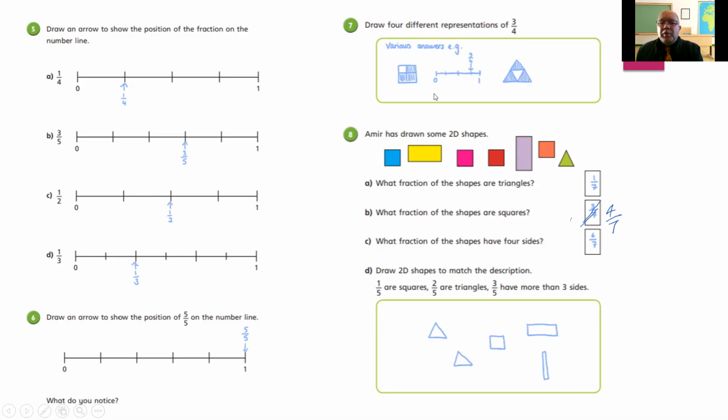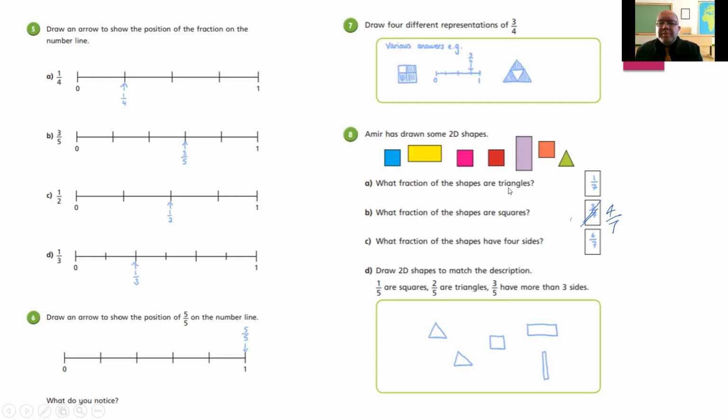Right, number 7, 4 different ways of showing me 3/4. Now, these are just some examples. You might show me a shape like that. So I've got 4 equal squares with 3 of them shaded. Here we've got 4 equal triangles with 3 of them shaded. Here, I've shown 3/4 on a number line. There are going to be lots of other different representations as well. As long as you have shown 4 things that are equal in size and you've shaded 3 of them, then you've got your mark.